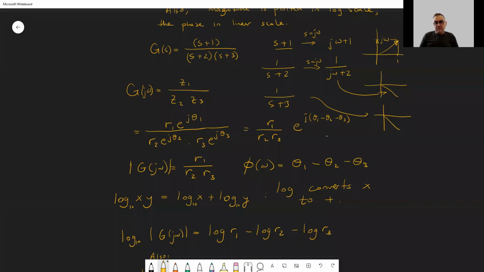Okay. That's the reason. So the phase angle is simply the numerator phases minus the denominator phases.